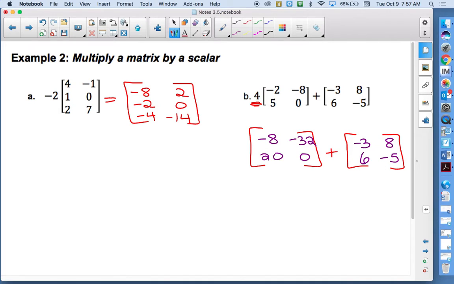So Abby, when you add those together, adding the corresponding elements, what do you get? -5. So we have a -8 and a -3, both negative. -11. 24. Okay, 26. Good. Nice job. So that would be our resulting matrix. So multiply first, add the 2 pieces together. Questions so far?